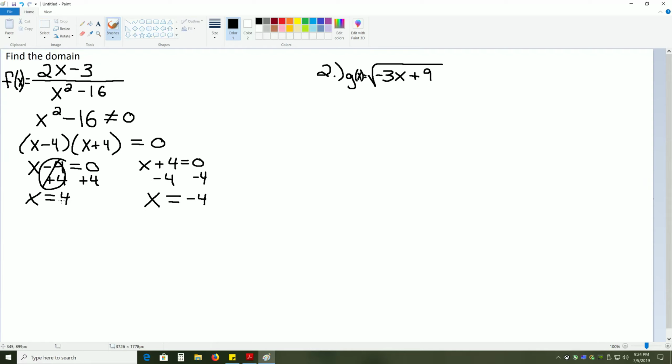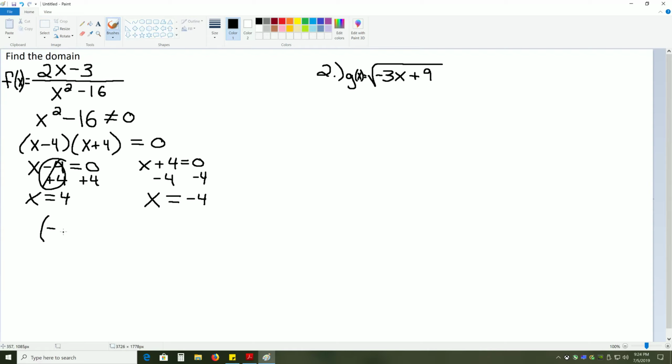So when x equals 4 or negative 4, the denominator will equal 0. But we can't have that. For a domain, that's impossible. That means we would have division by 0 when x is equal to 4 or negative 4. So we say that our domain is all real numbers except these two values.